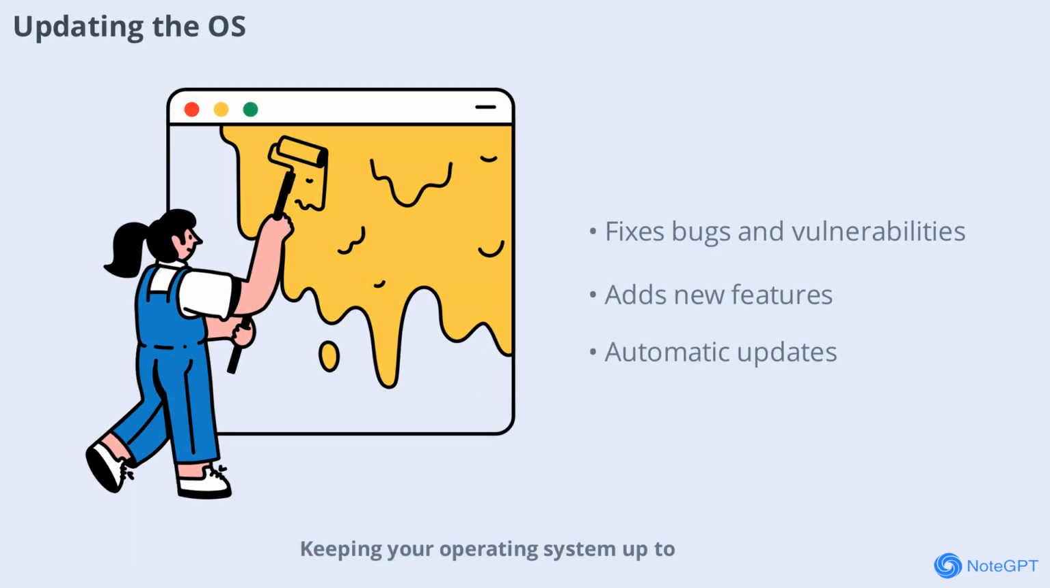Keeping your operating system up to date is crucial for security and performance. OS updates fix bugs, patch vulnerabilities, and add new features. Most modern systems offer automatic updates, making it easy to stay protected. Regular updates ensure your device runs smoothly and is safe from the latest threats.